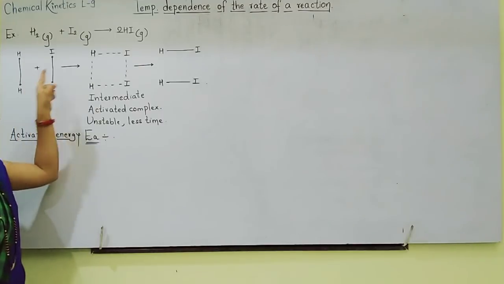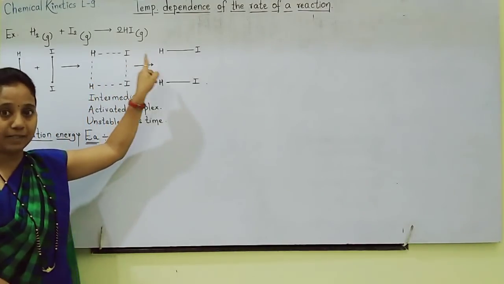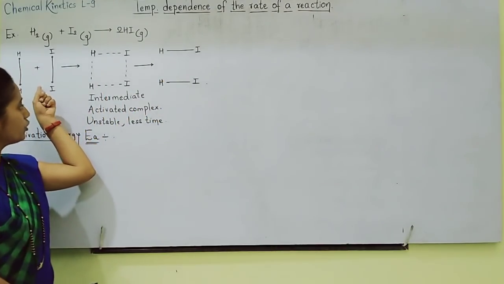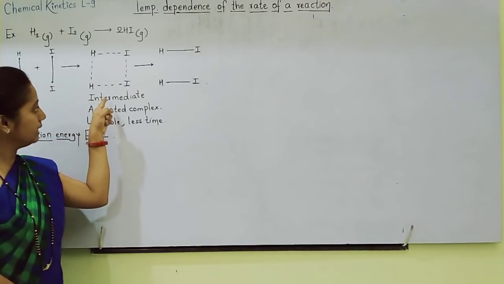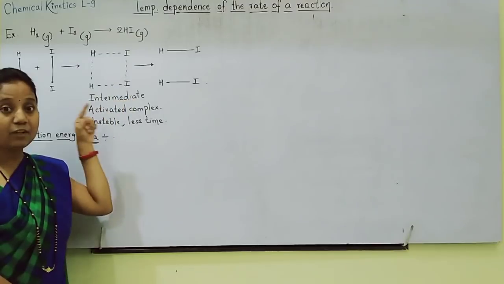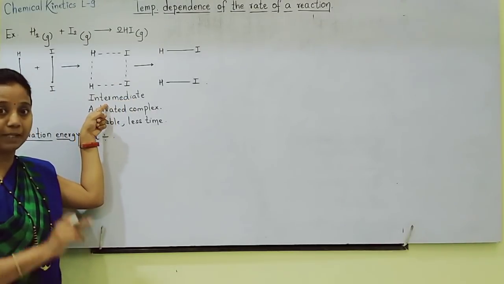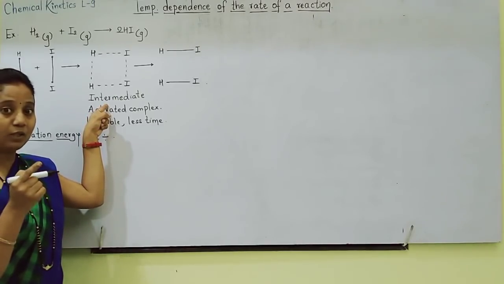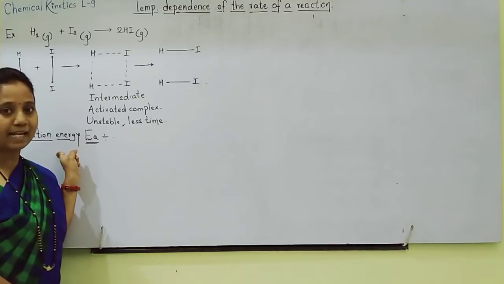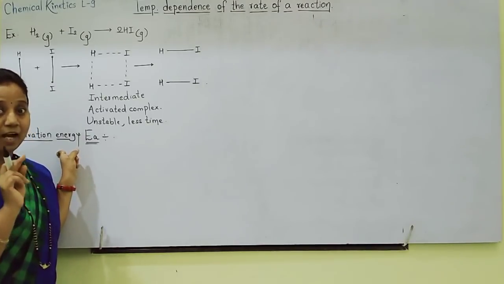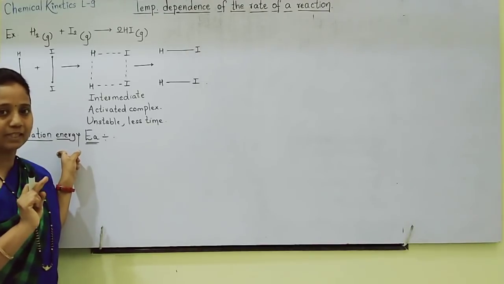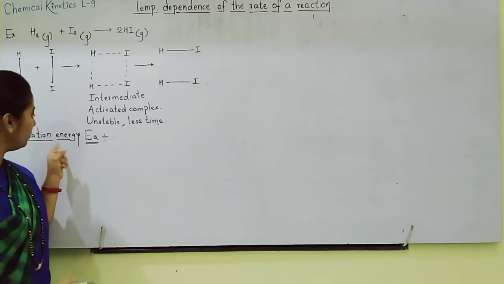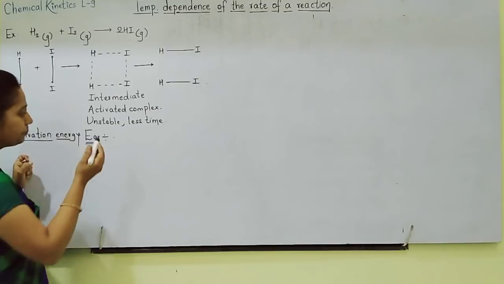If the activated complex is formed, then only will products form. All reactants do not give rise to products. Which reactants form the activated complex? They will only form the products. Then which reactants will form the activated complex? Those having kinetic energy equal to activation energy. All reacting molecules don't form products. It depends on how much energy they are having. They must have kinetic energy which should be equal to activation energy.